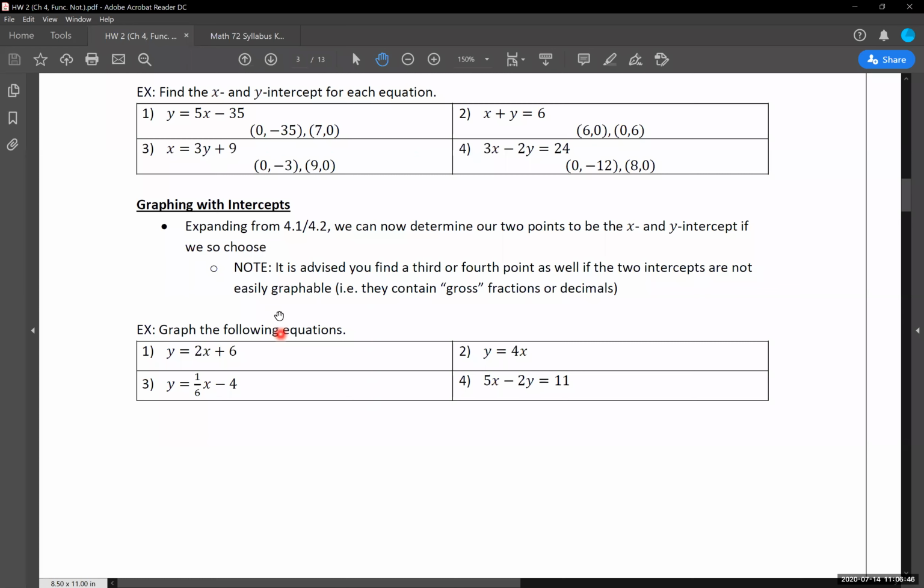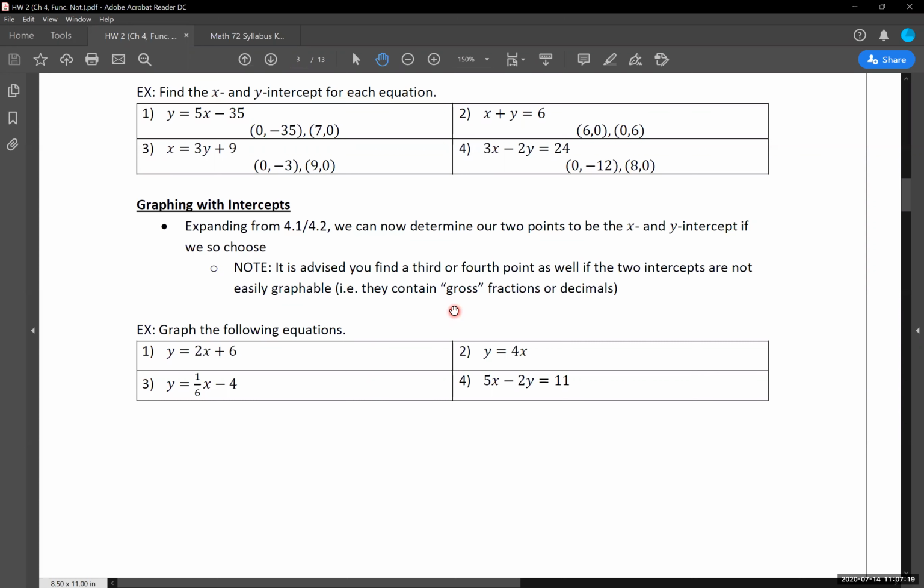So I am going to make the note to you guys. It is advised that you find a third or a fourth point as well if the intercepts are not easily graphable, meaning they're gross fractions or decimals that show up in there. So if you are setting up your graph for yourself, and let's say the y-intercept is the point (0, 2.5). Well, that's not necessarily the worst fraction. We could probably still graph that just fine.